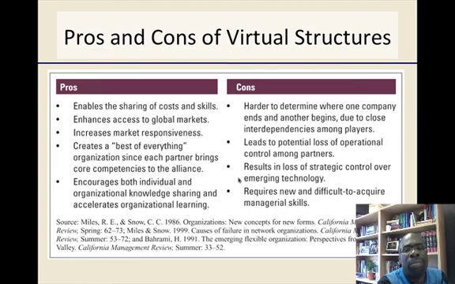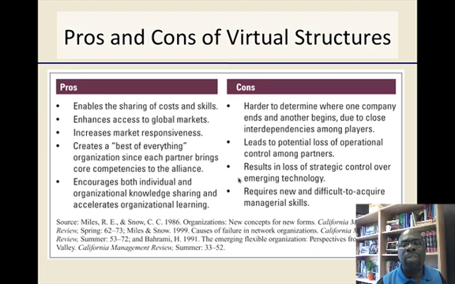The advantages and disadvantages of virtual structures include access to global markets, because you can use labor in any part of the world. And at the same time, you can also be able to get in contact with customers in any part of the world.